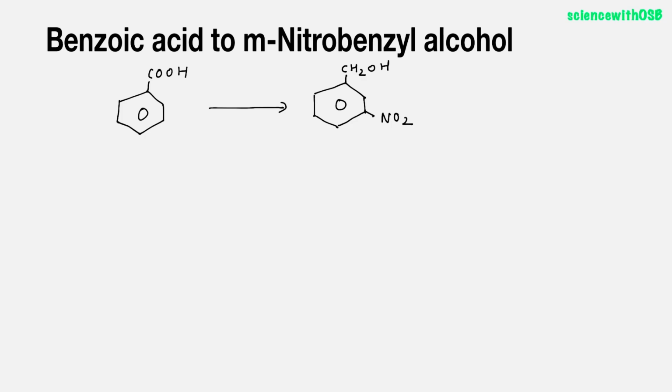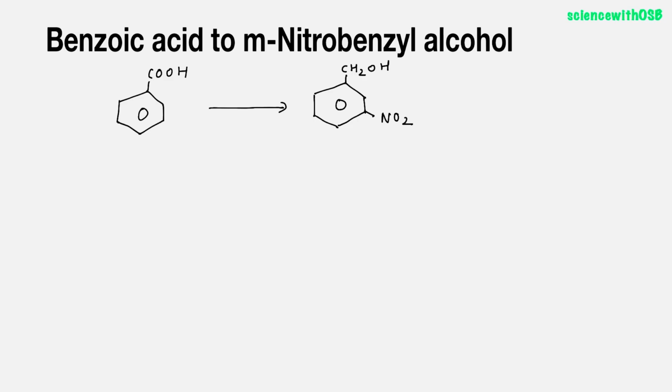Before starting to write the answer, try to make a strategy to follow. Here you have an NO2 group on the meta position, right? And we know the COOH group is a meta directing group. So it's very simple. You can directly nitrate it. So what will happen? On the meta position you will be getting NO2. Then what is the next task? The COOH group is supposed to be converted to alcohol. For that you can use a strong reducing agent like LiAlH4, right?